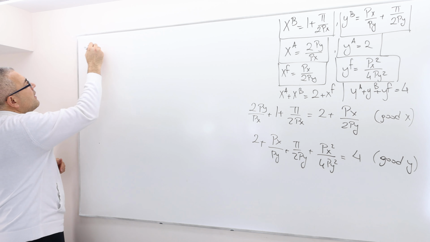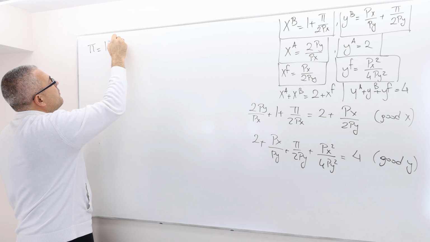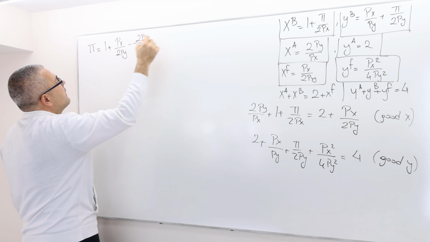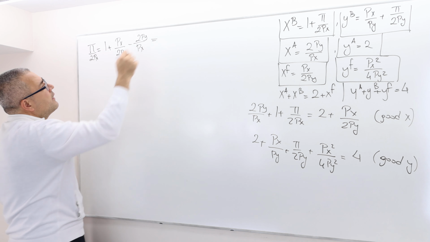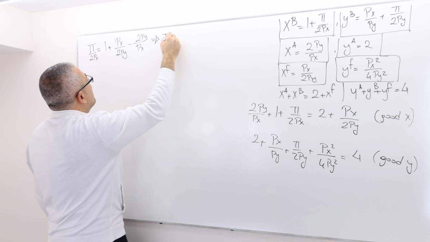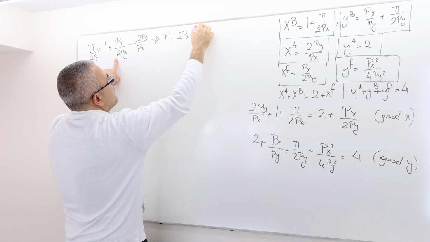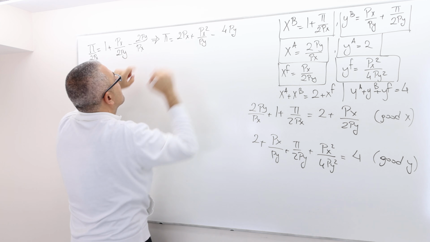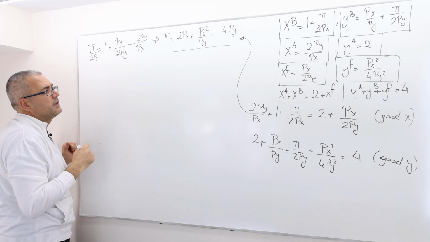All right, so how can I pull pi here? Well, pi there is equal to, send 1 to the other side, 1 plus px over 2py minus 2py over px, right? Pi over 2px, obviously. So that means I'm going to multiply both sides by 2px to get rid of this. Pi has to be equal to 2px plus, the 2's will cancel out, px squared over py minus 4py. Okay, so this is the first equation coming from the market clearance condition for good x.